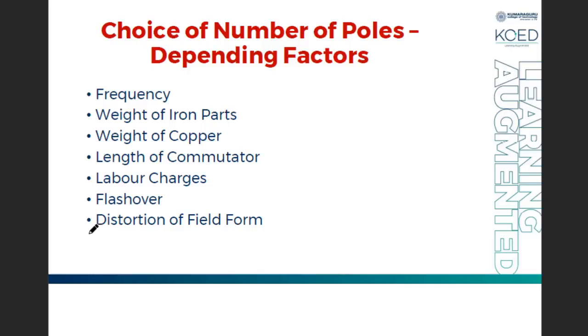Next, we will go for this factor, and finally we'll go to these two factors. Okay. So next we'll see this depending factor called distortion of field form. So, what do you mean by the distortion of field form?